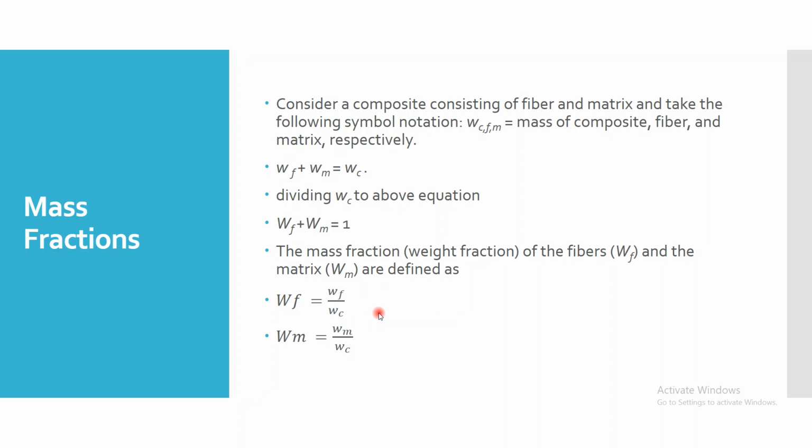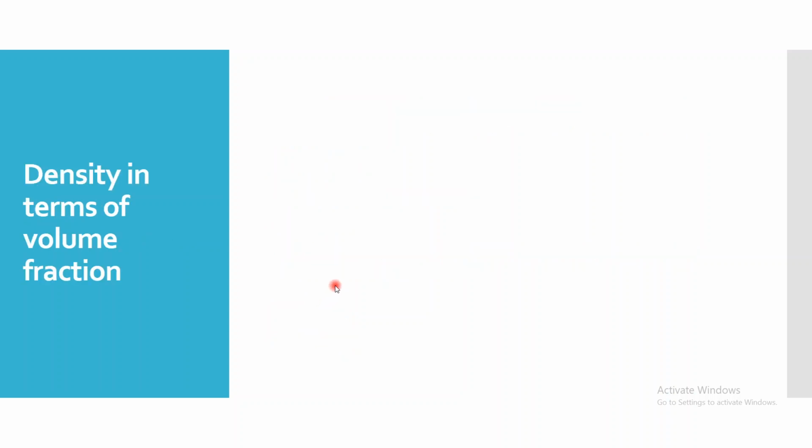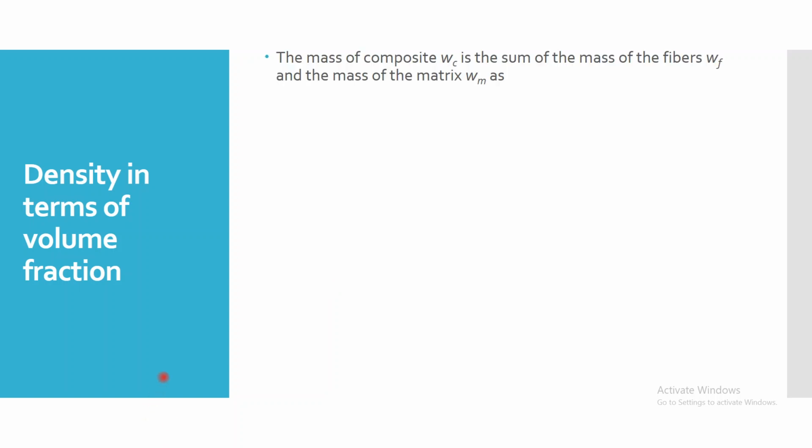So this finishes both the volume fractions and mass fractions of fiber and matrix. With the help of these two, we are going to come to the next derivation, that is the density in terms of volume fraction. What is the density of the composite? That is a big question that will arise, since it is a combination of fiber and matrix.